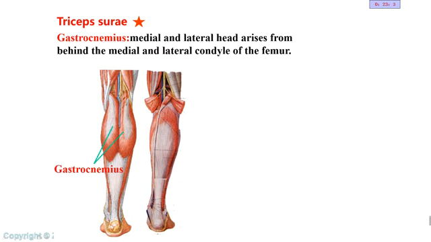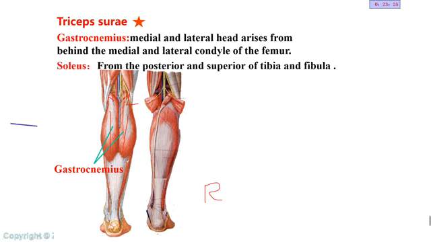The superficial layer, gastrocnemius, has two heads. It's also the right leg. Here is the medial head, from the medial condyle of femur. The lateral head from lateral condyle of femur. Then go downward together. And under it is the deep layer. This one is soleus. This muscle is from the back of your tibia and fibula. Go downward. Then the three muscles will combine to one tendon.